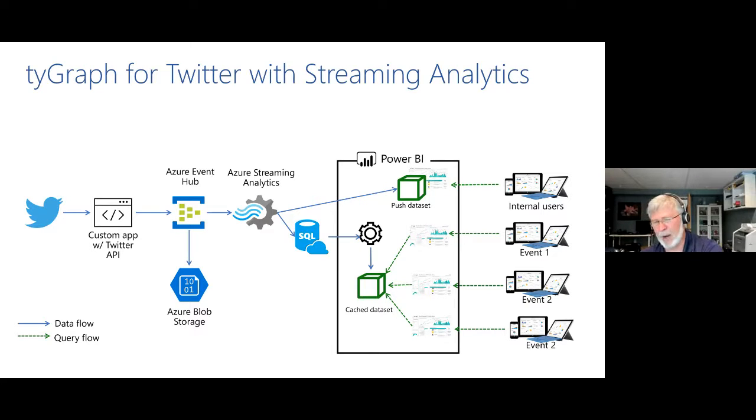So that's something else Power BI can do. I can have a single dataset and have multiple reports connect to it. So each event gets its own version of the report that's filtered to that event, but it's actually all coming off the same cached dataset with the same update schedule, etc. And this push dataset over here at the upper right allows us to use a dashboard to monitor what's going on.